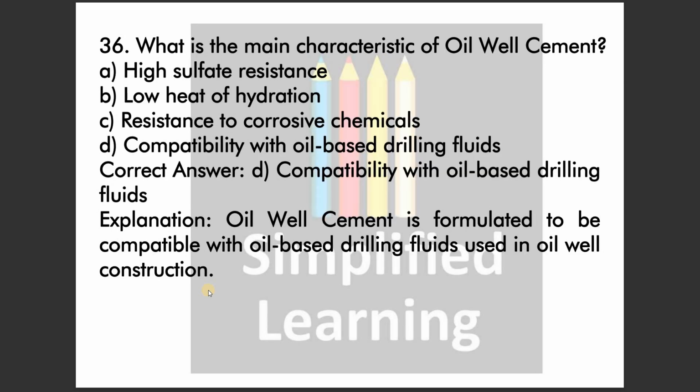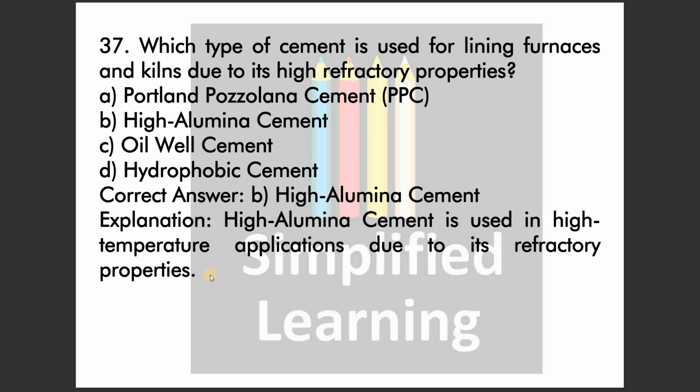And what is the main characteristic of oil well cement? Compatibility with oil-based drilling fluids is the basic property or characteristic of oil well cement. And which kind of cement is used for lining furnaces and kilns due to its high refractory properties? The answer is High-Alumina Cement. We already saw it. It can withstand high temperatures. That's why we are going to use High-Alumina Cement wherever temperatures are very, very high.